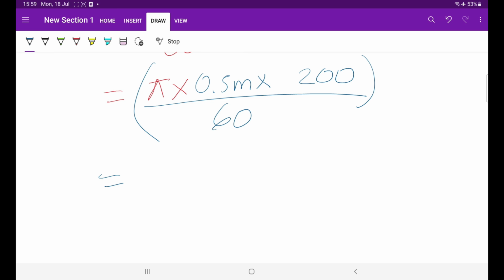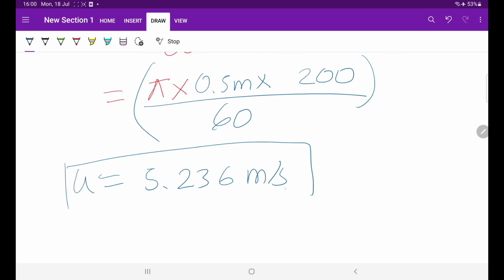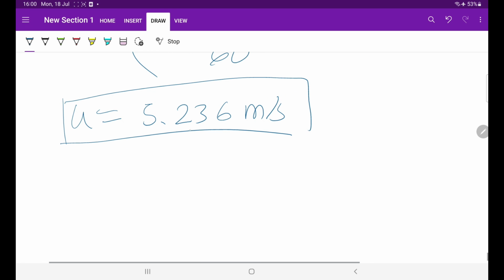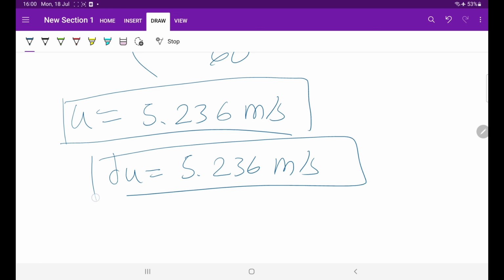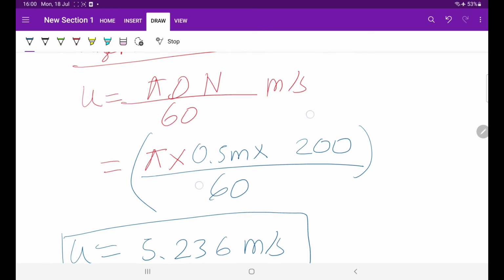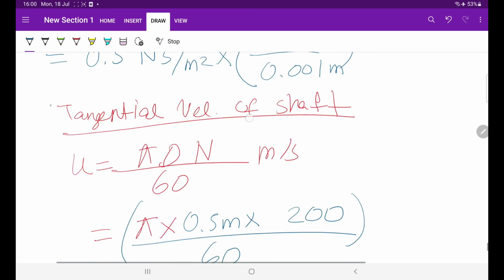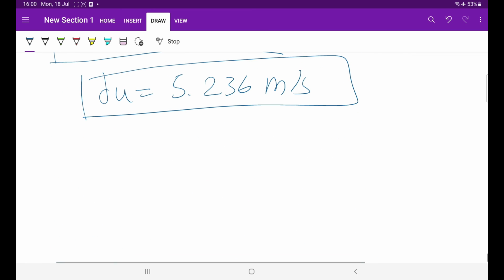So this will be 5.236 meter per second, u comes. So du will be 5.236 minus 0, so du will be 5.236 meter per second. So if we put the value here, we'll find out tau, or the stress.